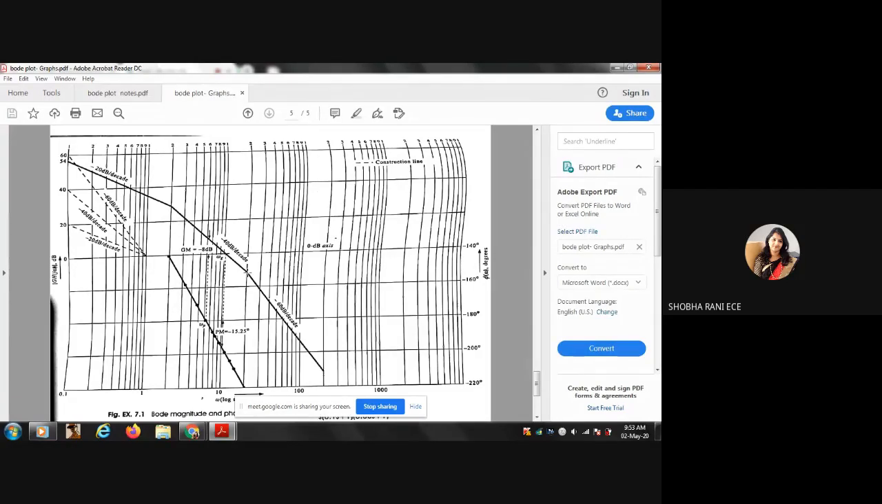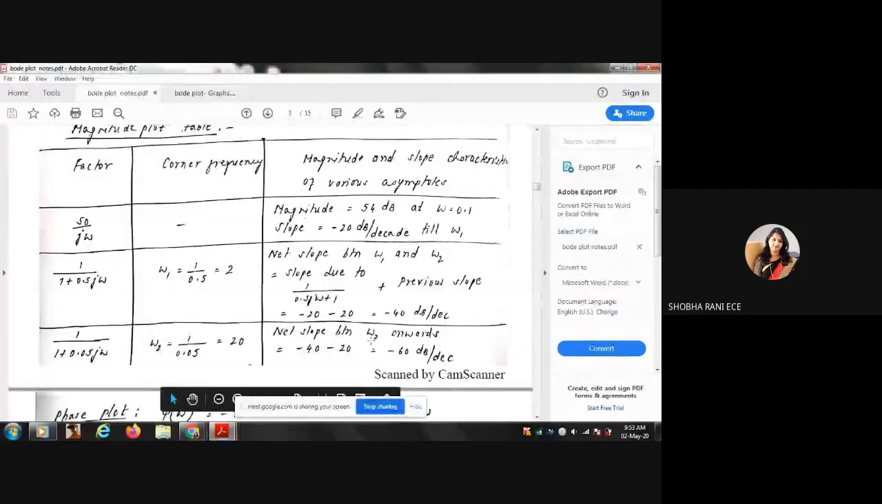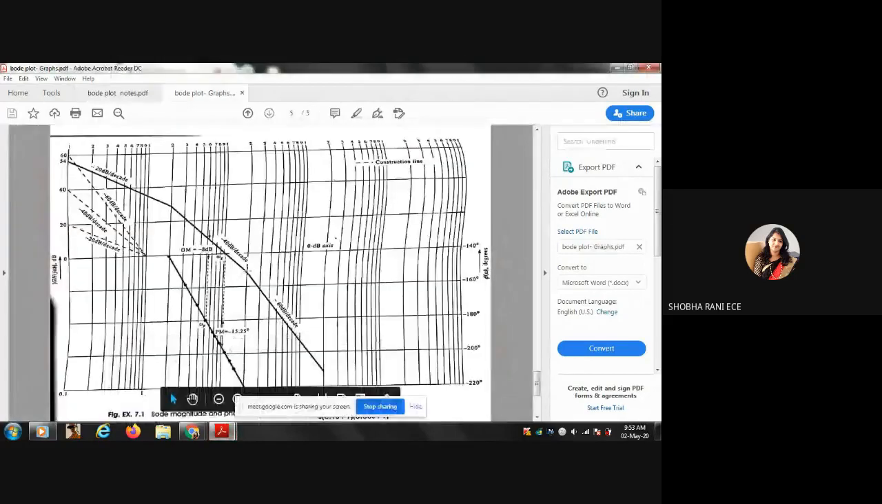The last point in this: you can see here the net slope from omega 2 onwards, meaning 20 radians per second onwards, is minus 60 dB per decade. So from 20 radians per second onwards, I have to draw a line till the end so that the slope is minus 60 dB per decade. I'll just extend this line till the end. They have stopped it here, but if you want, you can extend it till the end. Start it from here. Measure angle Z.